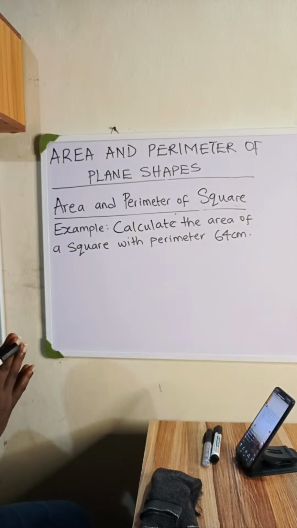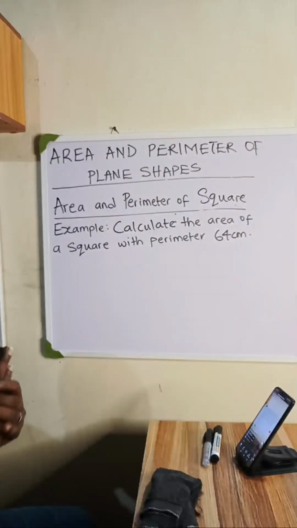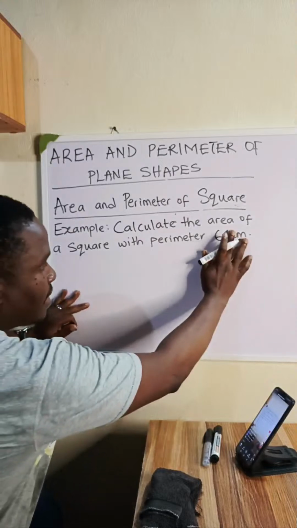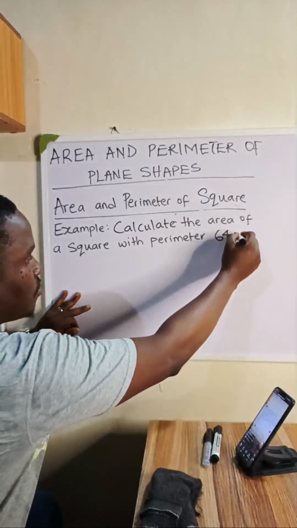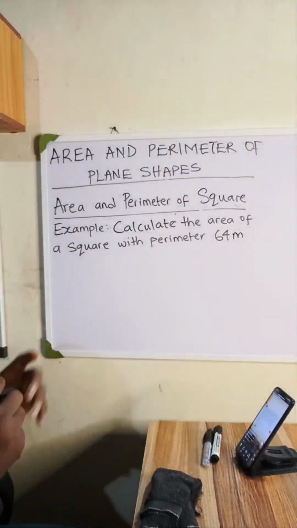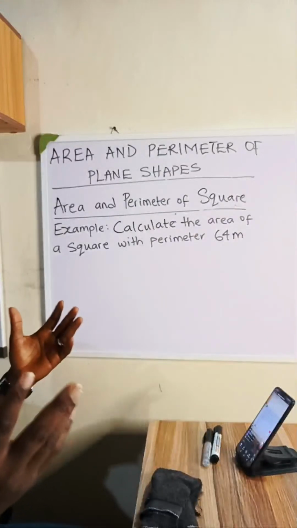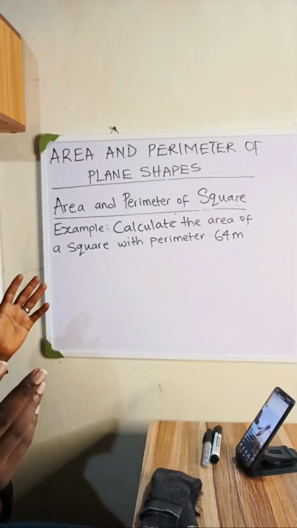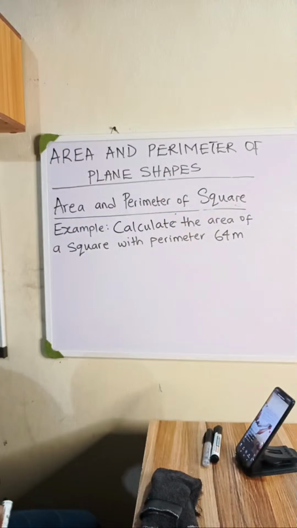So here we are told to calculate the area of a square when you're given the perimeter to be 64 meters. In this example, let's write meter. We've been using centimeter, so let's use meter. Some persons will assume that you only have centimeter, but it can be any unit. It doesn't have to be centimeter. So, 64 meters.